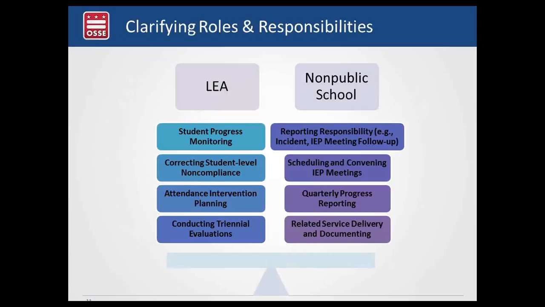In terms of clarifying the roles and responsibilities, we see here that LEAs are, as I said, responsible for student progress monitoring for all of their students at non-public schools, which should be an ongoing process where LEAs are looking not only at IEP timelines, evaluation timelines, annual reviews, but also ongoing academic, social-emotional, independent living, any area where a student is having issues that has been outlined on the IEP. The LEA is also responsible for correcting any student level noncompliance that's identified from our annual process of conducting LEA desktop reviews.